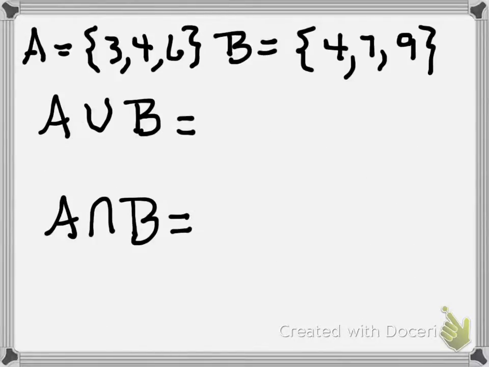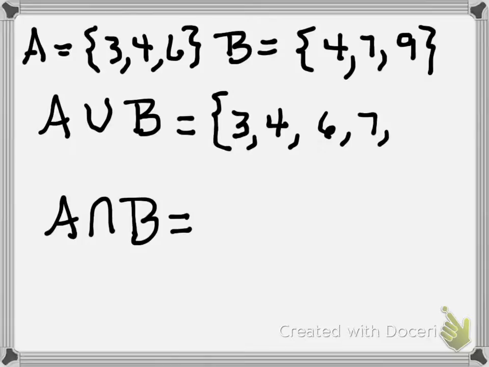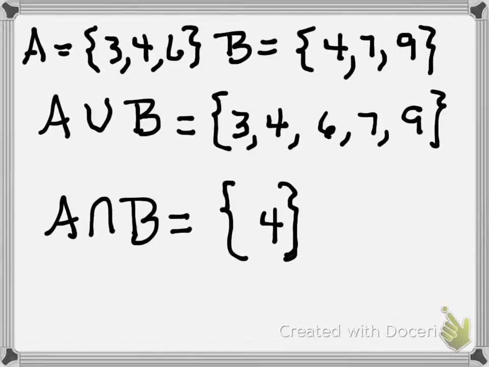Union and intersection. A is 3, 4, 6. B is 4, 7, 9. The union is putting these two sets together, everything that is in both of them: 3, 4, 6, 7, and 9. Whereas the intersection is what they have in common, which would be only the element 4.